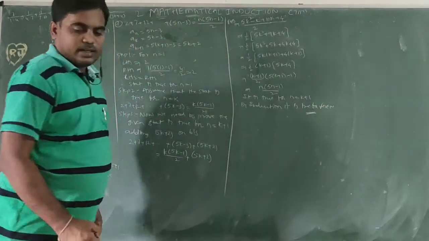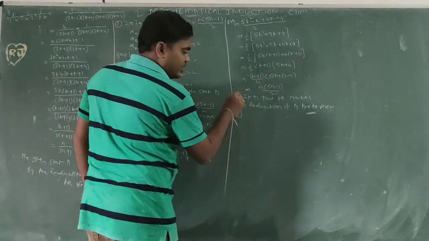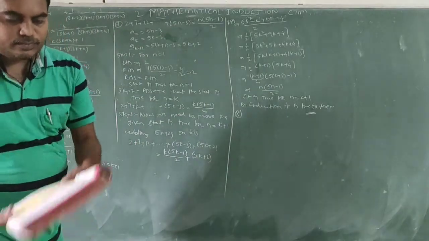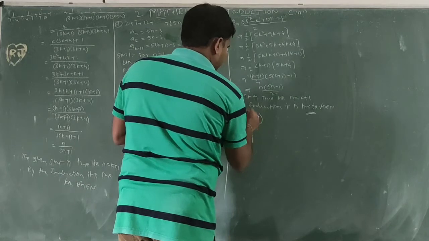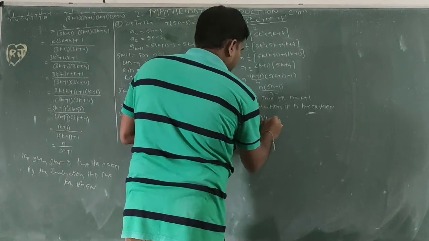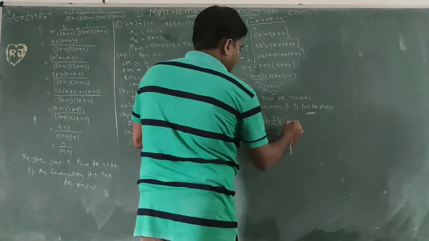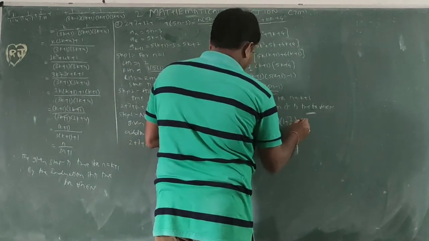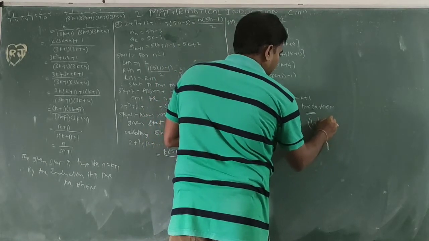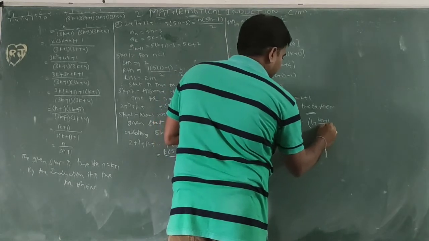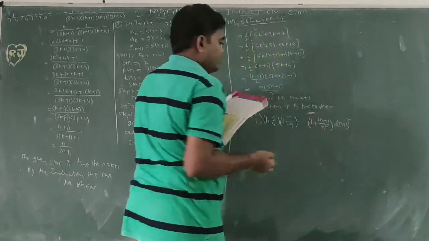So this one. Next, question number 8. 8th question we will discuss. 1 plus 3 by 1, 1 plus 5 by 4, 1 plus 7 by 9, and so on, up to 1 plus 2n plus 1 by n square, equal to n plus 1 whole square.